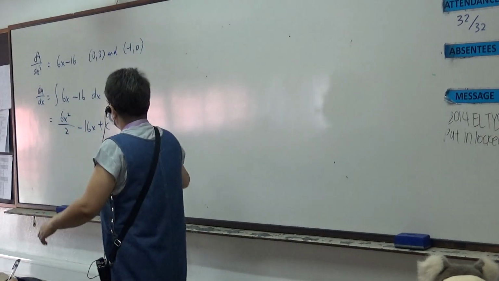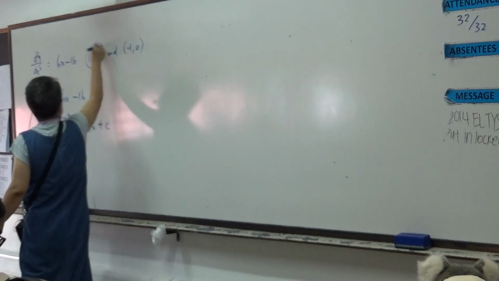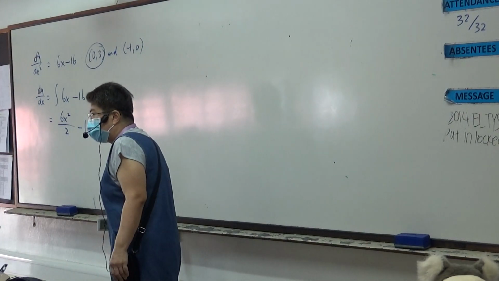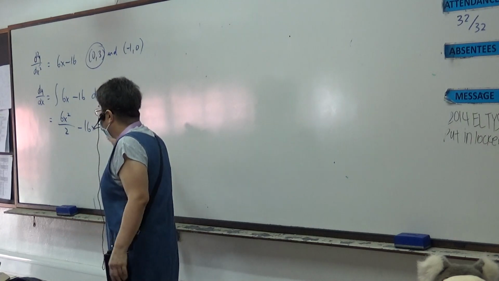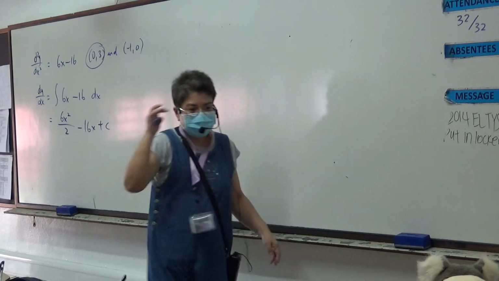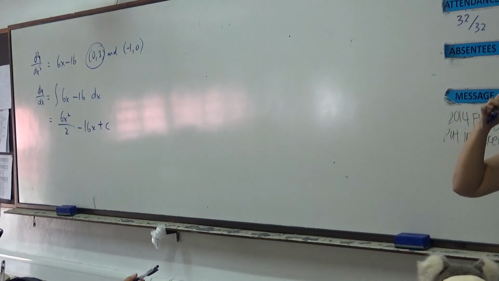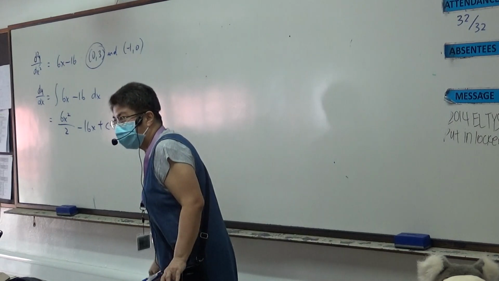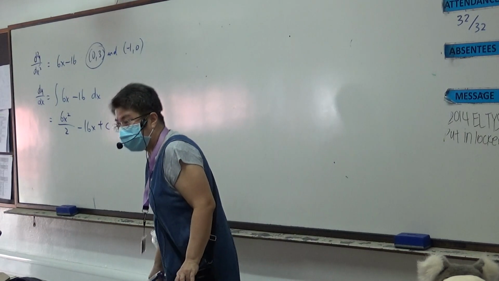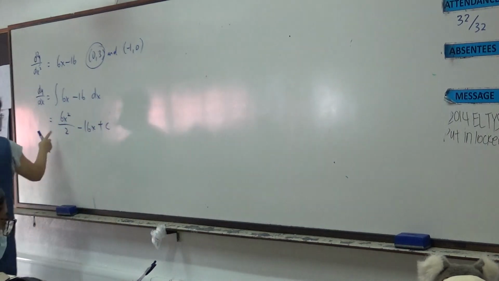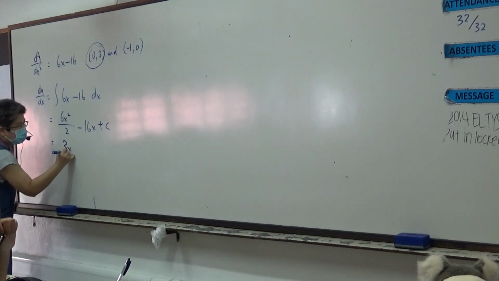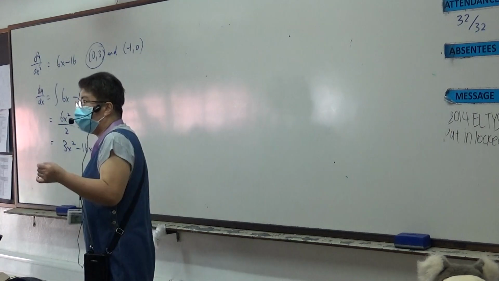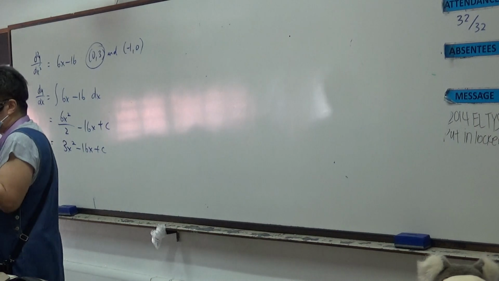Yes or no? Now, they give you 2 points. You choose one of the points first. Any point also can, you choose the other one also can, doesn't matter. Everybody okay? Not yet, not yet. Are you okay with this first? Up to here first, because I haven't got y yet. Can or not? Okay. Now, from here, I'm simplifying. 3x squared minus 16x plus c, right? c is a what? Constant. That means it's a number.